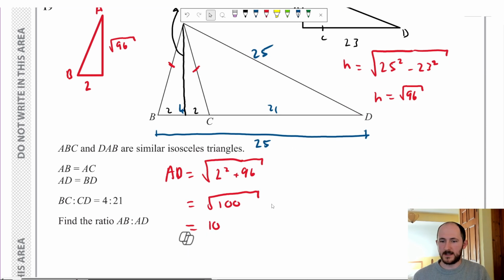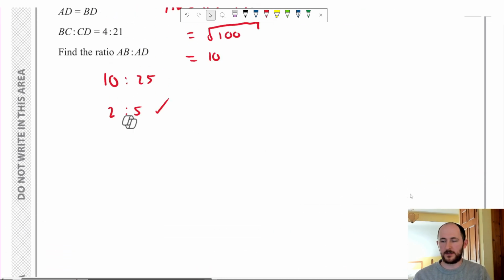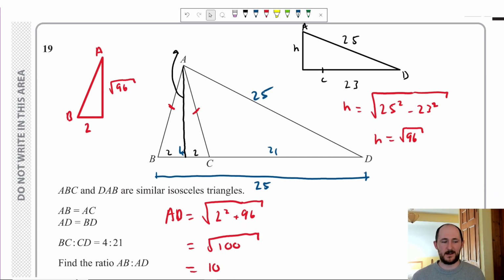So we have our sides now, right? We have 10 and 25. So AB to AD is 10 to 25. Divide both sides by 5, we get 2 to 5, which is our final answer for 3 marks. That is not an easy question. It involves a lot of breaking down. Yeah, I reckon you could at least get 1 mark for working out the lengths of these two sides, but finding AB is actually pretty tricky.